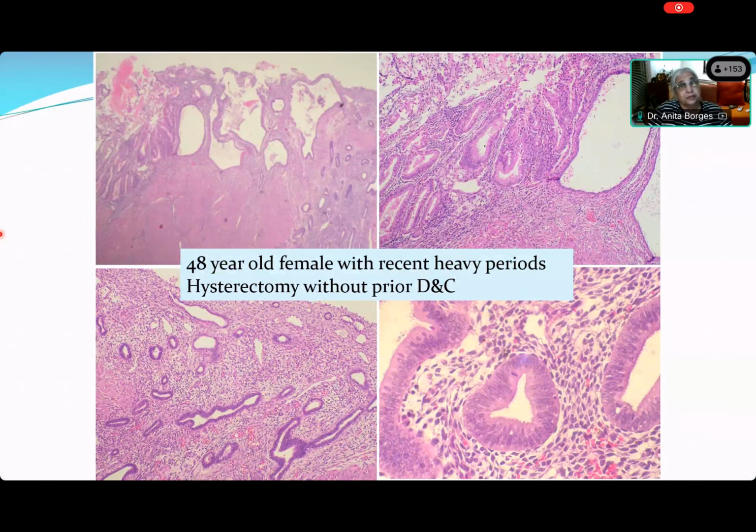Come on, Vandana. Here is a patient, a 48-year-old female with recent heavy periods. She's had a hysterectomy without a prior D&C, and this is the hysterectomy. Vandana, are you going to do something or not? All right, I don't think Vandana is there.